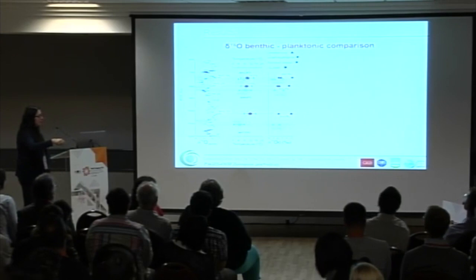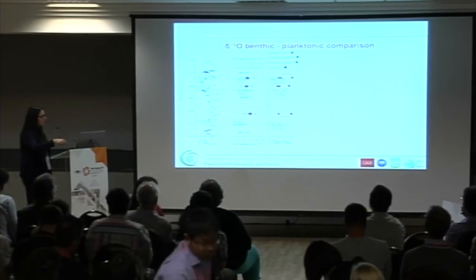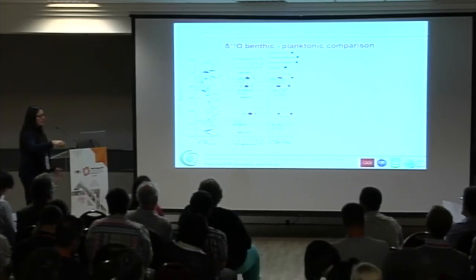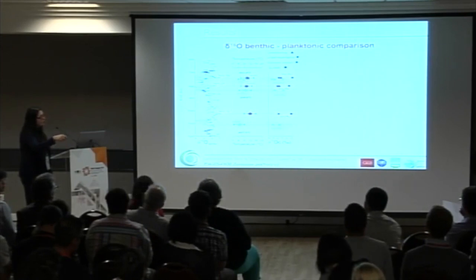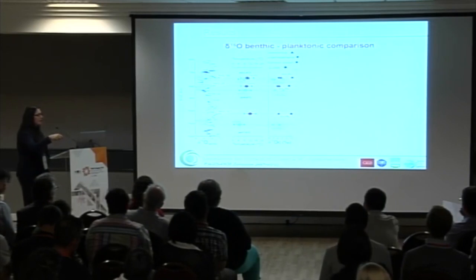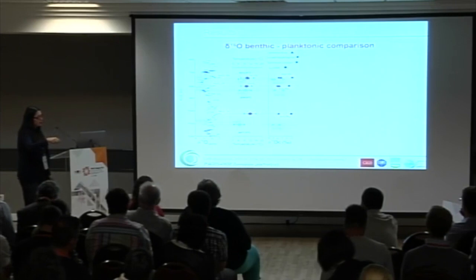So this is the delta 18O, the temperature from delta 47, and here the delta 18O measurement. For benthic and planktonic foraminifera, I used the same record. I didn't have enough material to do delta 47 measurement, so I only have enough material for delta 18O measurement.